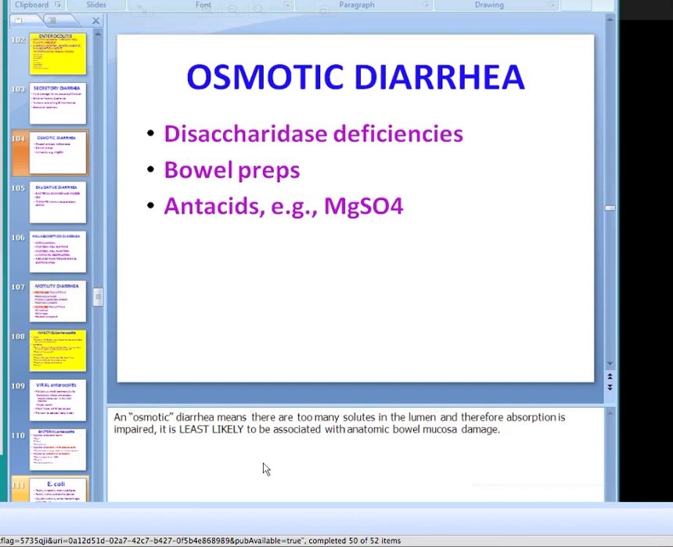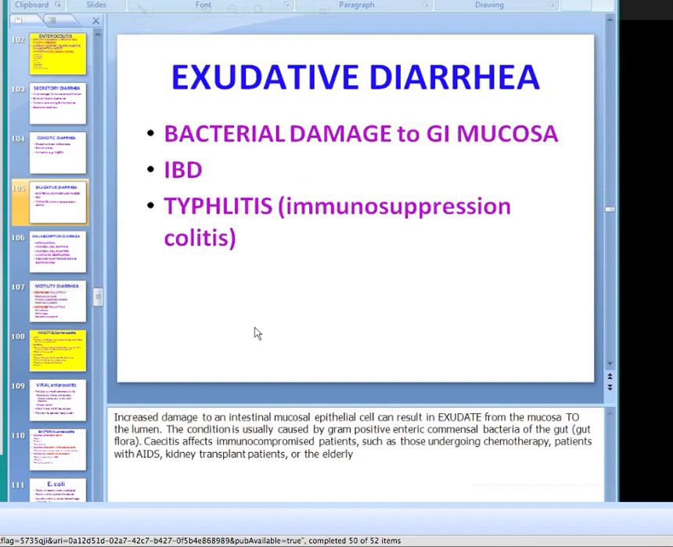So if you're going to get a diarrhea and you want the least amount of damage to your mucosa, osmotic diarrhea is the one to get because it's usually not seen as much histopathologic changes.